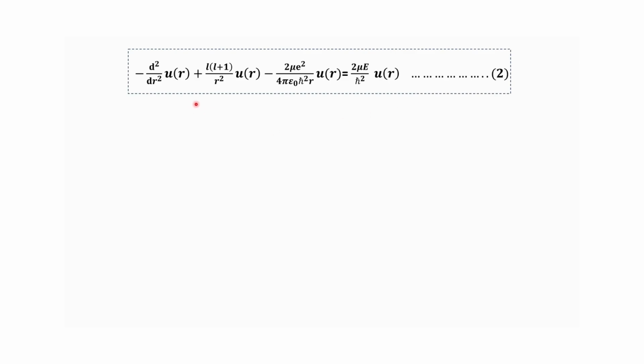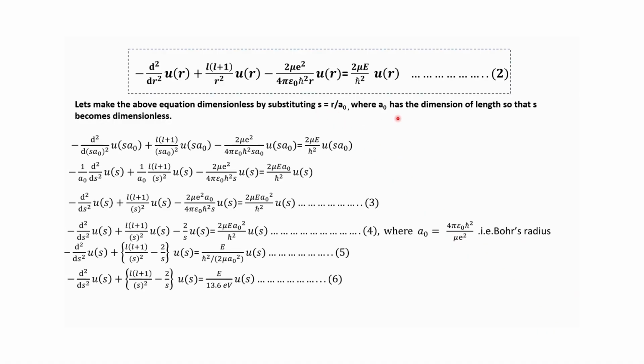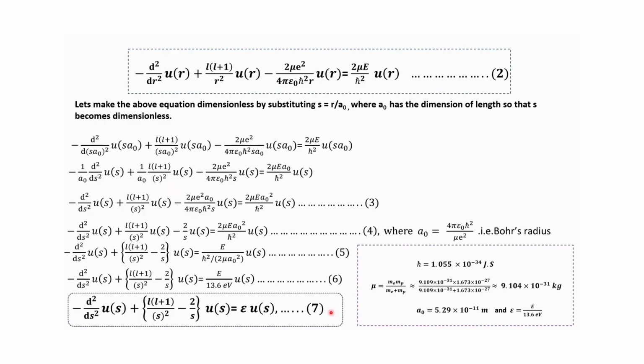Now, to reduce the different physical parameters present in this equation and to make it into the simplest form, we will introduce a quantity s, which is equal to r by a naught, where a naught has the dimension of length. So by putting r equal to s a naught in equation number 2 and doing simple analysis, we will reach equation number 7.